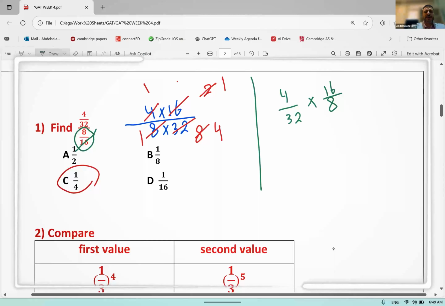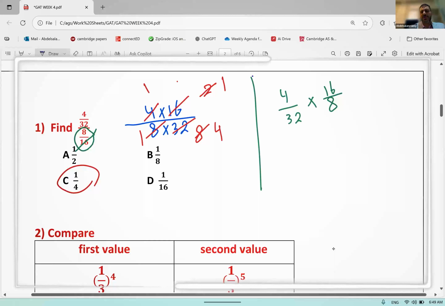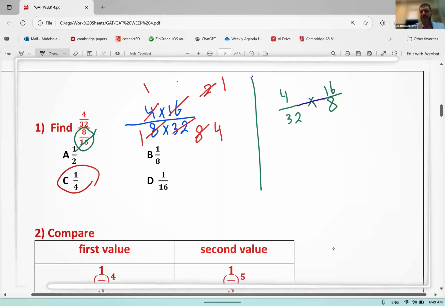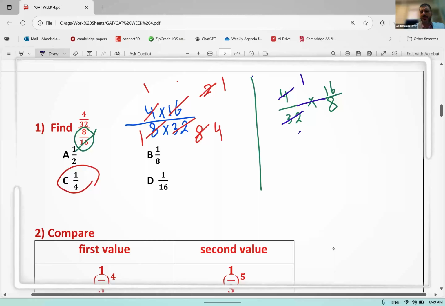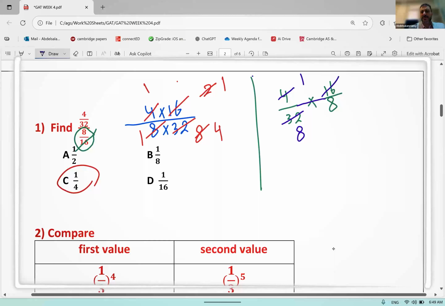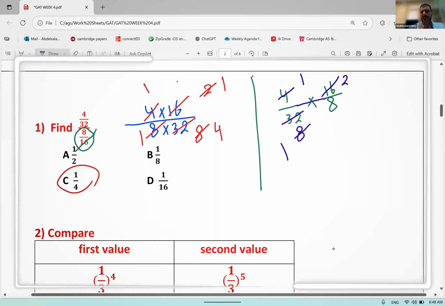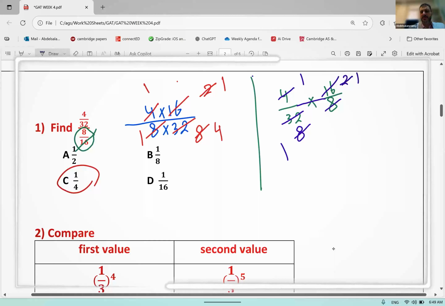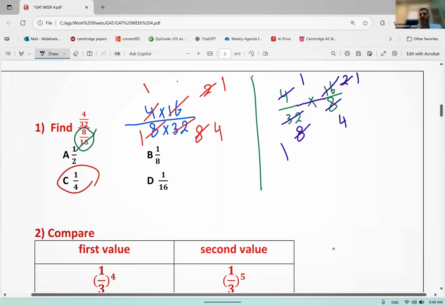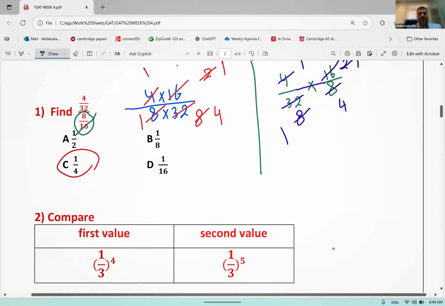And now this is a normal multiplication question. We have also to simplify. Divided 4, 1, divided 4, 8. Divided 8, 2, divided 8, 1. Divided 2, 1, divided 2, 4. It's 1 over 4, and we got the same answer. It's up to you. Both of them are correct and amazing techniques.